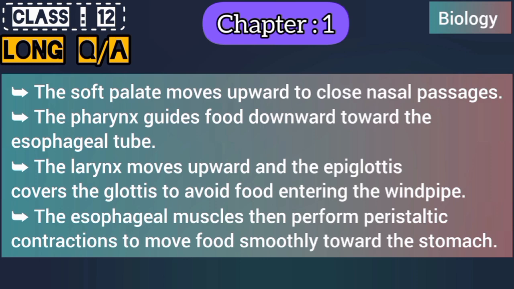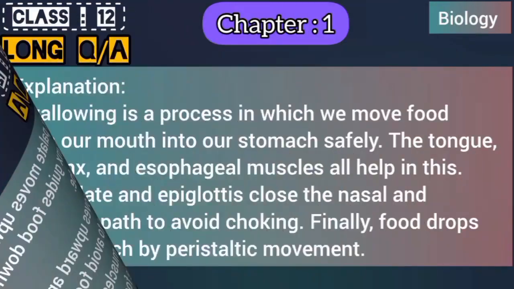The larynx moves upward and the epiglottis covers the glottis to avoid food entering the windpipe. The esophageal muscles then perform peristaltic contractions to move food smoothly toward the stomach.